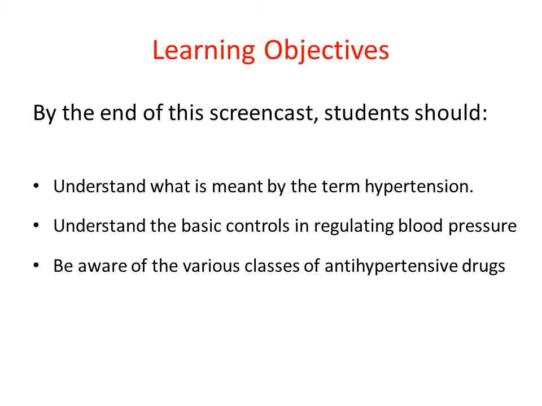By the end of this screencast, you should understand what's meant by the term hypertension, and you should understand the basic control mechanisms that are in place and are involved in blood pressure homeostasis. You'll also be aware of the various classes of antihypertensive drugs, the pharmacology of which we will be discussing in the subsequent screencasts on this topic.